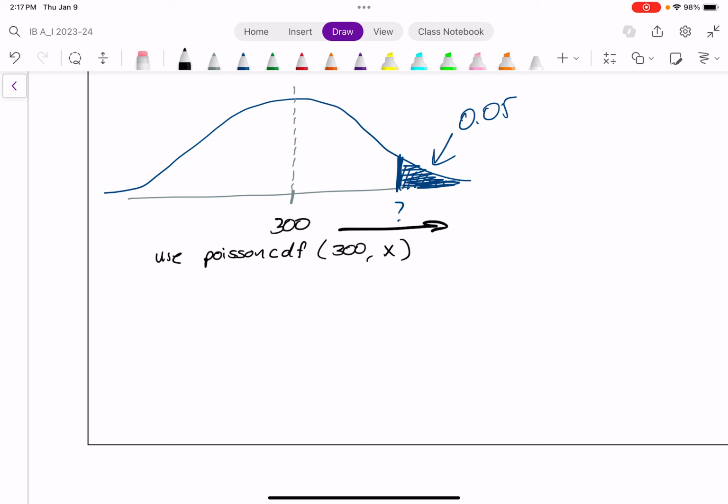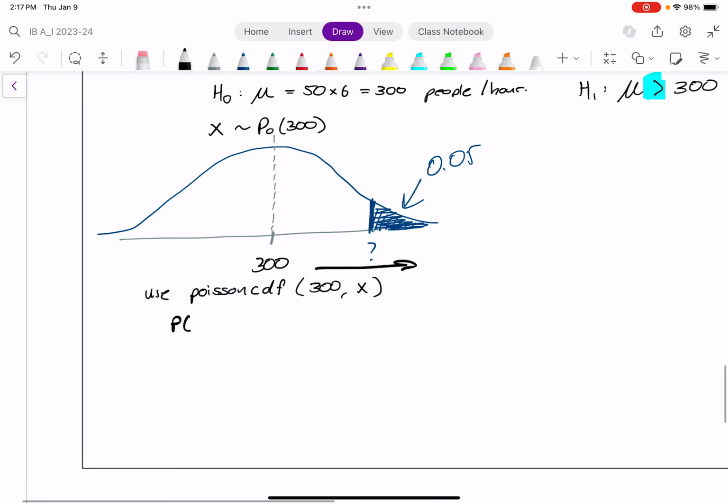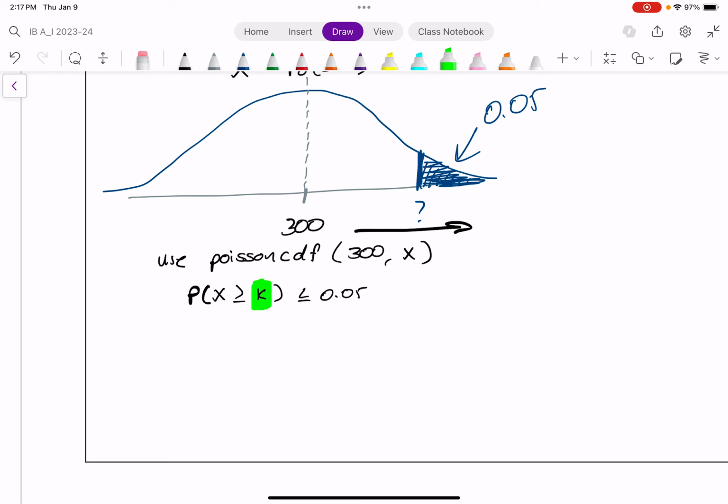And what we're really trying to figure out is what's the probability, and maybe I should state right here more formally that x is a random variable from a Poisson distribution with a mean of 300. So that's my x. I want to find the probability that x is greater than or equal to some number, such that this probability becomes less than or equal to 5%. So that's what we're really trying to figure out. Now, keep in mind again, if we use the Poisson cumulative distribution function, it allows us to find not where values are greater than, but less than or equal to.